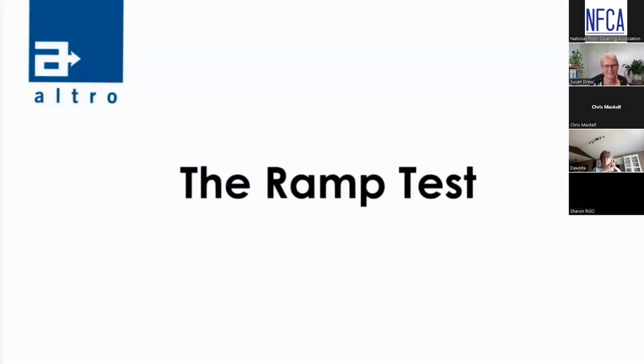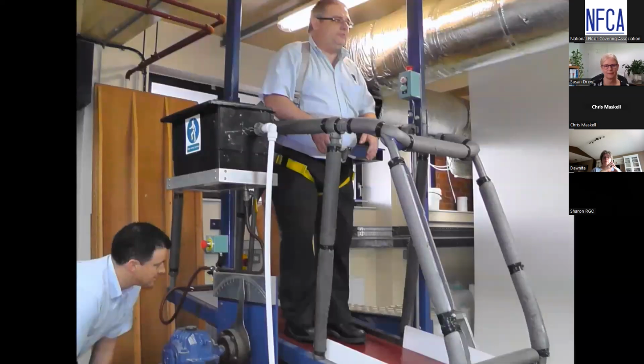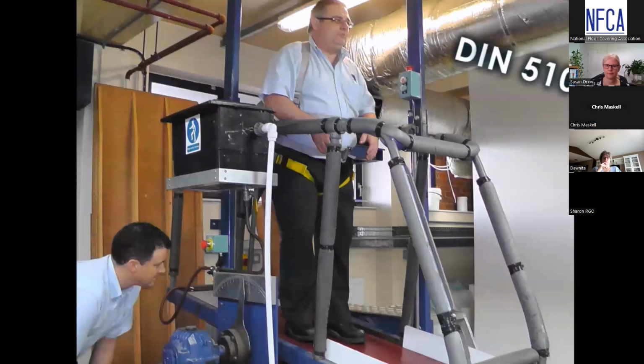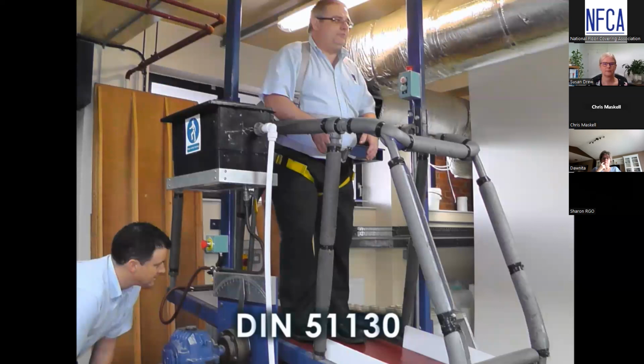Ramp test is used across Europe, and there are 3 versions of this test. EN 13845 Annex C provides an ESB and ESF rating on shoe and barefoot slip resistance using soap and water as a contaminant. DIN 51097 tests barefoot slip resistance when the ramp is covered with water. This gives an A to C rating. The third and most popular test, which we'll demonstrate now, is DIN 51130 and gives an R rating between R9 and R13.